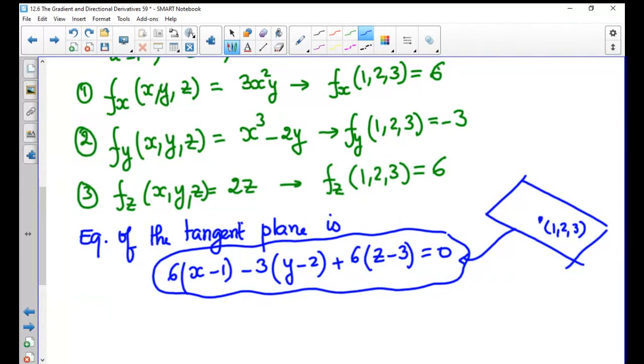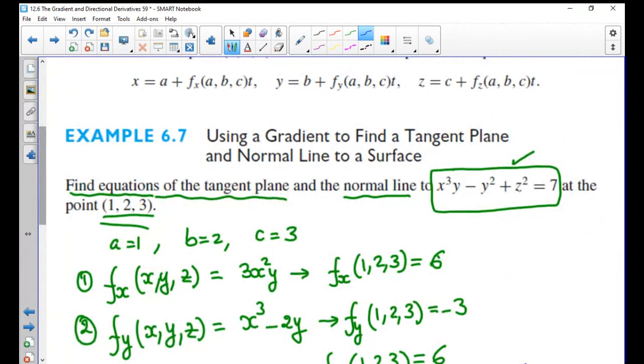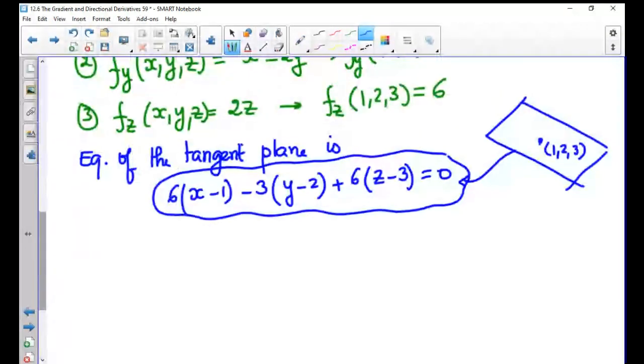Now, the other thing that they're asking us to find also. If you read the question, what do we need? The normal line. Yes, exactly. So what we want is the equation of the normal line. What do we mean by normal line? It's the line which makes an angle of 90 degrees with the plane.